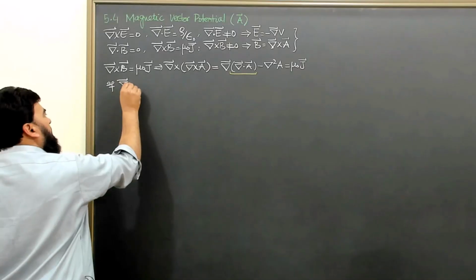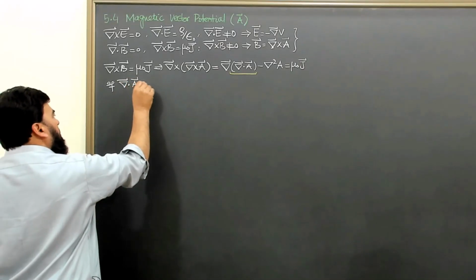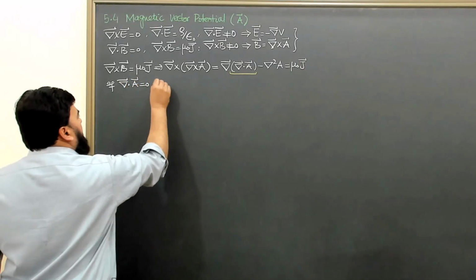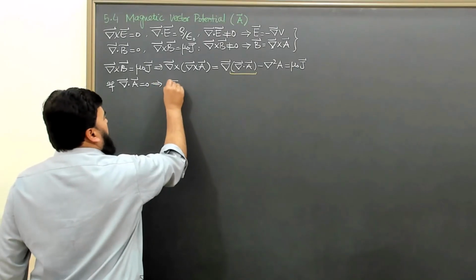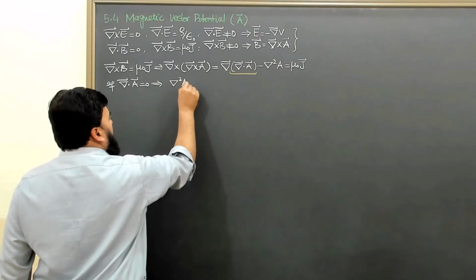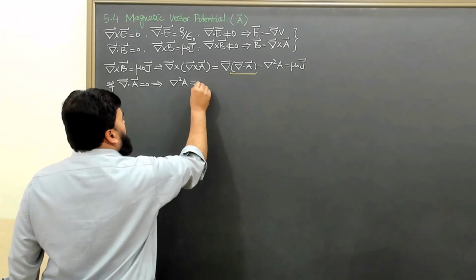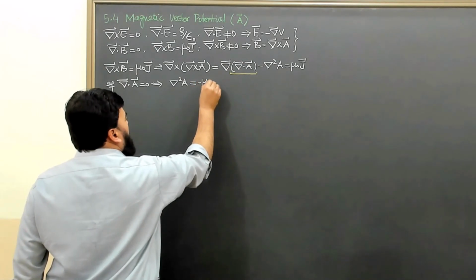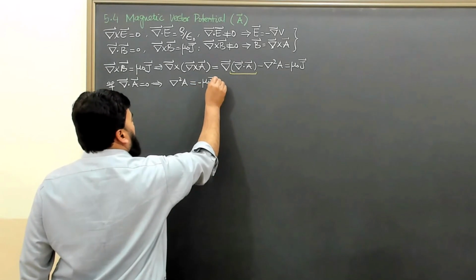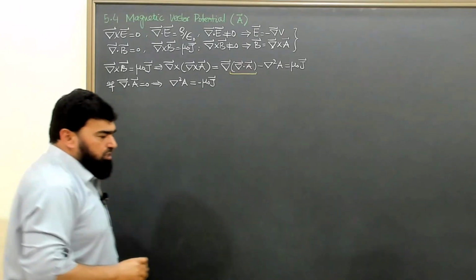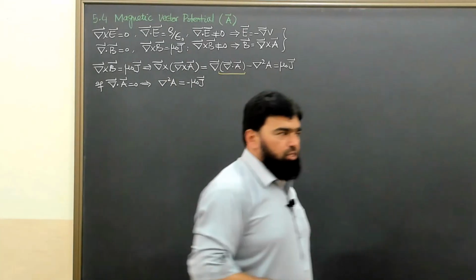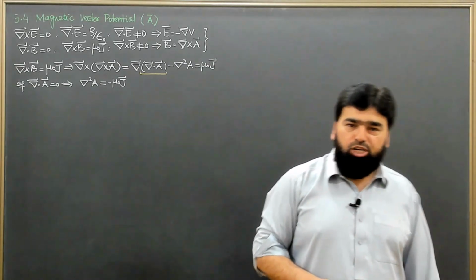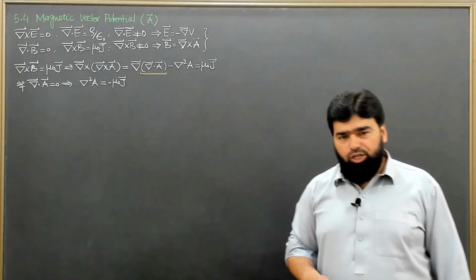If divergence of A is zero, then I can write that del square A is equal to minus mu naught J. And this is an equation which is similar to the electrostatic Poisson's equation.